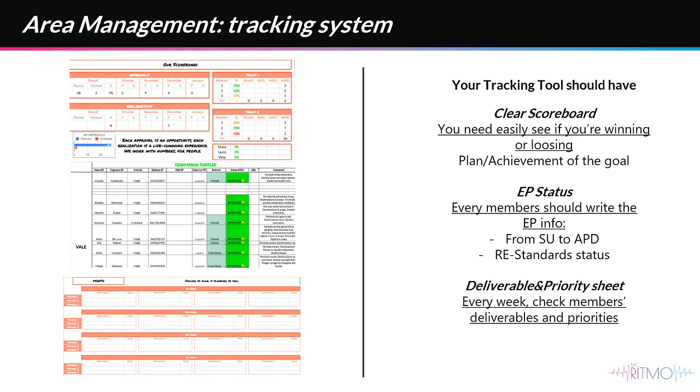Then you have to know the EP status. So every member should write the EP info from sign up to applicant and what's the realization standard status. Then, last but not least, the deliverable and priority sheet. So every week, check members' deliverables and priorities so that you have a final responsible and you will have everything organized.